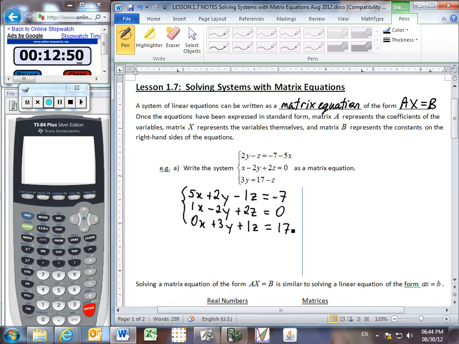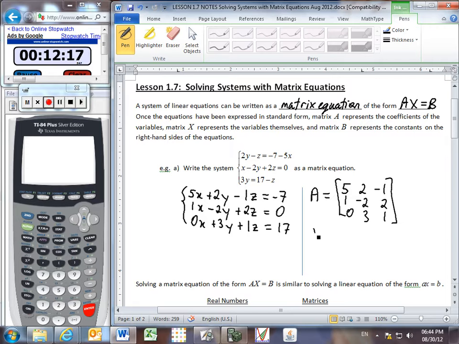And so you'll see that matrix A, which is all of my coefficients, will be 5, 2, negative 1. So it's going to end up forming a 3 by 3 matrix. 5, 2, negative 1. 1, negative 2, positive 2. And lastly, 0, 3, and 1. So that's matrix A. It is the coefficients of your x, y, and in this case we have 3 variables, so also of the z.